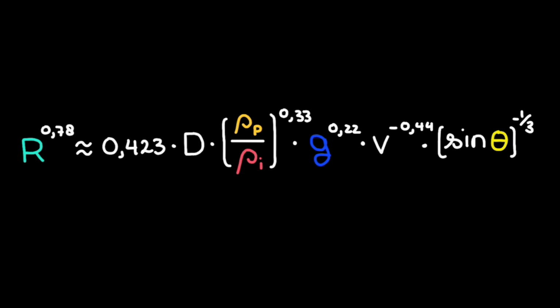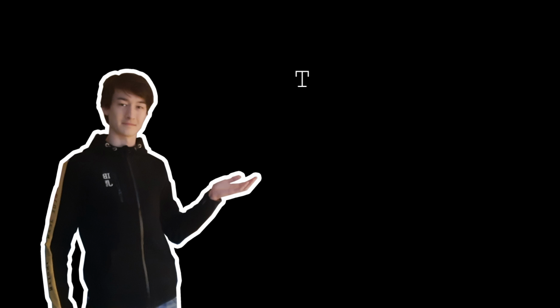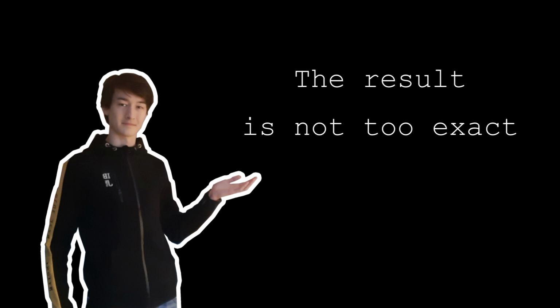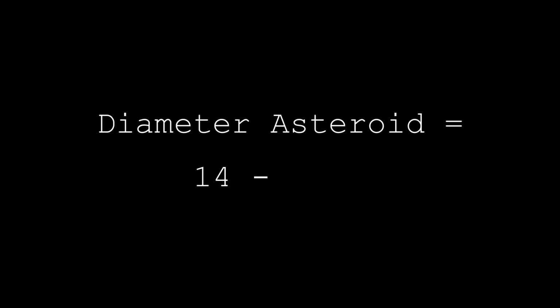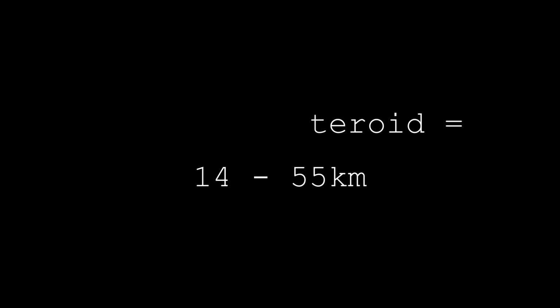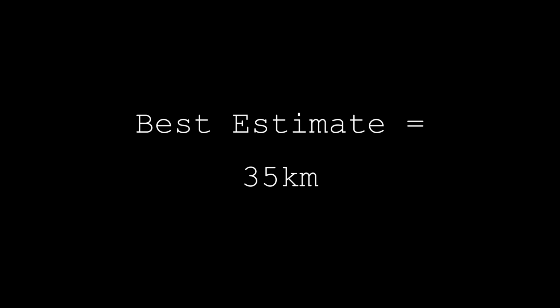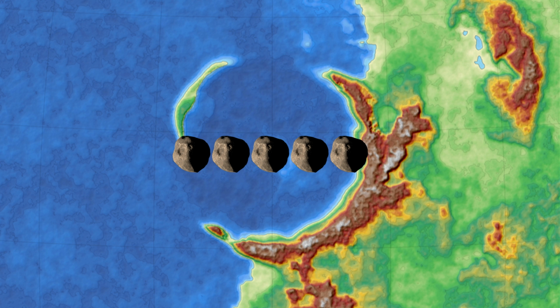Alright, that was quite a bit of information, but we just have to throw everything in the equation and we will get a range of the possible size of the asteroid. Not just a single value, because there are a few things we don't know exactly, like the angle. What we get is an asteroid that can have a diameter ranging from 14 up to 55 kilometers, with the best estimate around 35 kilometers. That best estimate is about 35% bigger than Gilly, and here is what it would look like next to the crater.